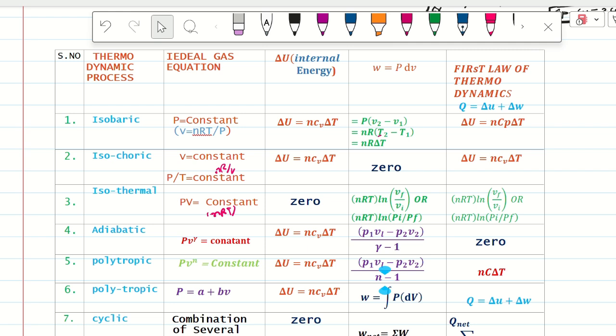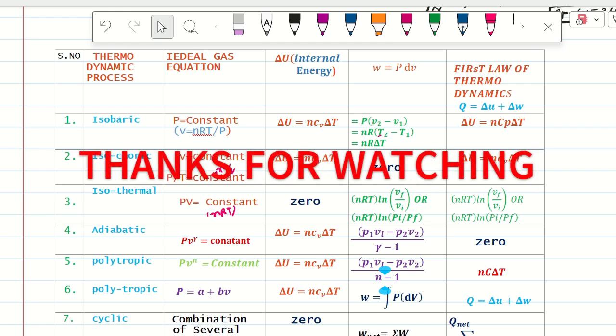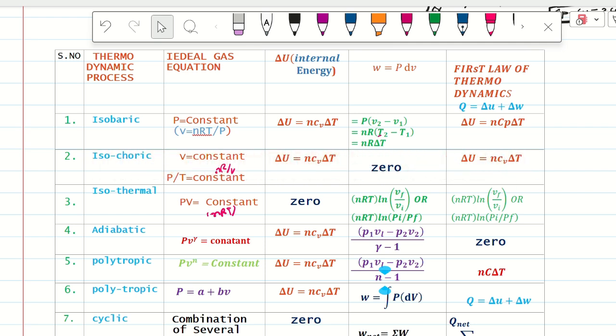Adiabatic: P1 V1 minus P2 V2 by gamma minus 1, or nR into T1 minus T2 by gamma minus 1. That also you can write. Here I forgot to write it, that is right. And the first law of thermodynamics: du plus dw is 0, heat energy is 0. Like that, for polytropic, P into dV equals, as I have just given, nR into T2 minus T1 by n minus 1, or P1 V1 minus P2 V2 by n minus 1 in a polytropic process.